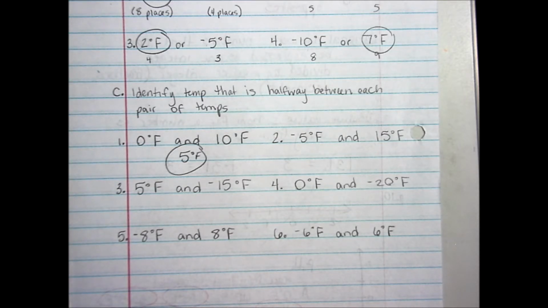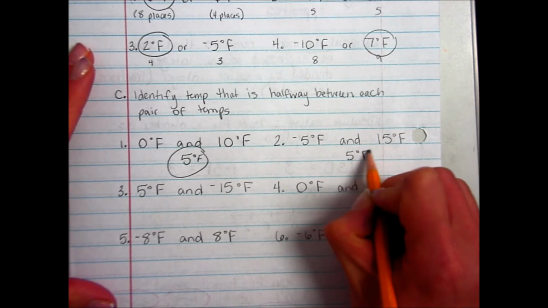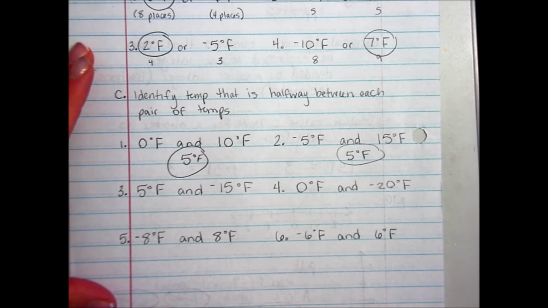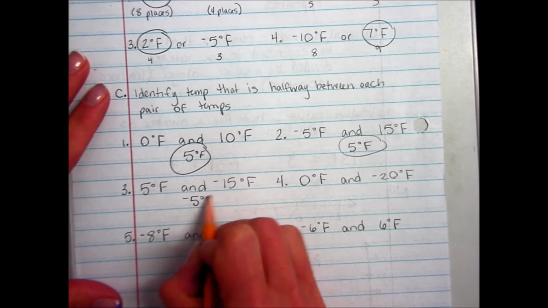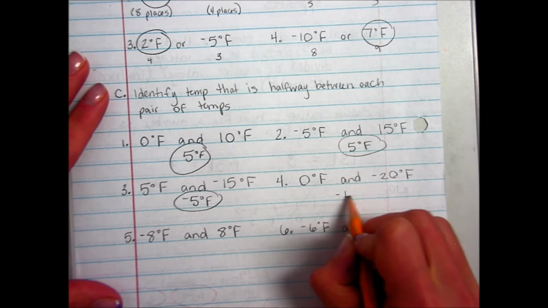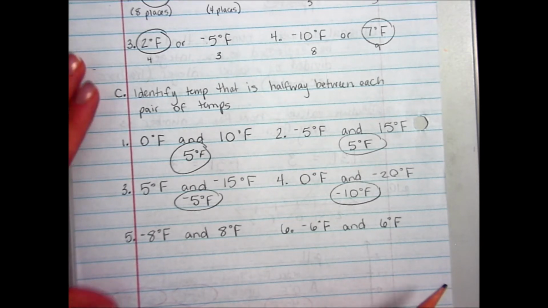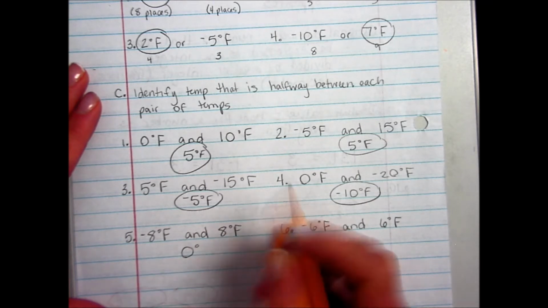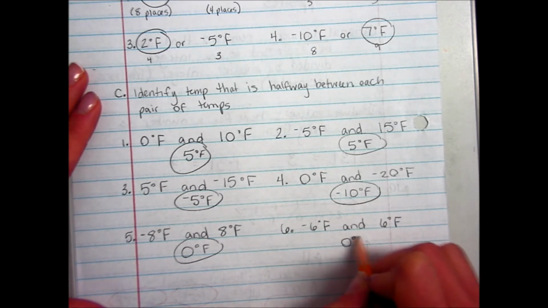Okay, let's check your work. On number 2, 5 degrees will be halfway between. On number 3, -5 degrees will be halfway between. Four will be -10 degrees. 5 is 0 degrees. 6 is 0 degrees. Anybody have a question?